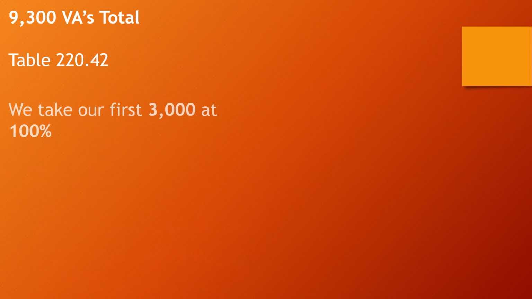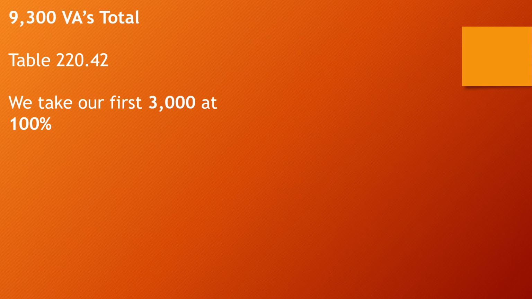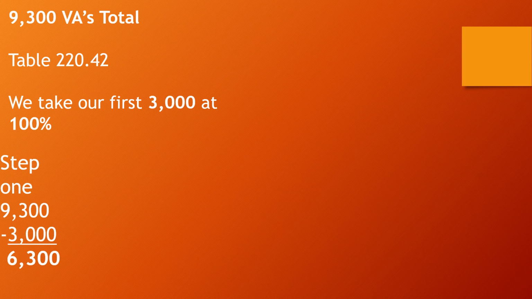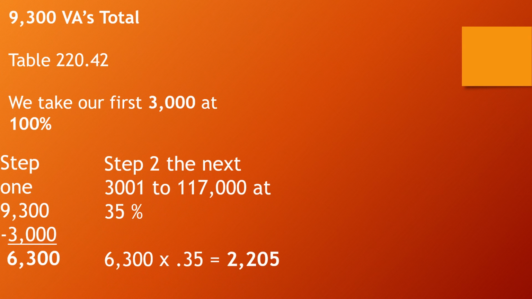Now we must apply demand factors to this portion of the calculation. Table 220.42. We take our first 3,000 VAs at 100%. So in step 1, we take our 9,300 total. We're going to minus 3,000, and we are going to get 6,300. We're setting those 3,000 to the side. In step 2, we're going to take our next 3,001 up to another 117,000 at 35%. So we're going to take 6,300, multiply it by 0.35, and that is going to give us 2,205 VAs.